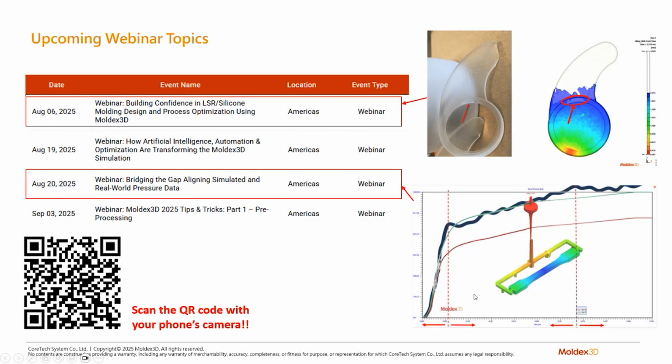If you want to figure out how you can better match the pressure from simulation to reality, I encourage you to watch the webinar on August 20th. And then we have a pair of tips and tricks webinars coming up as well. So you can sign up for those using this QR code with your phone's camera, or you can always go to Moldex3D.com and search for webinar topics under the Americas location.